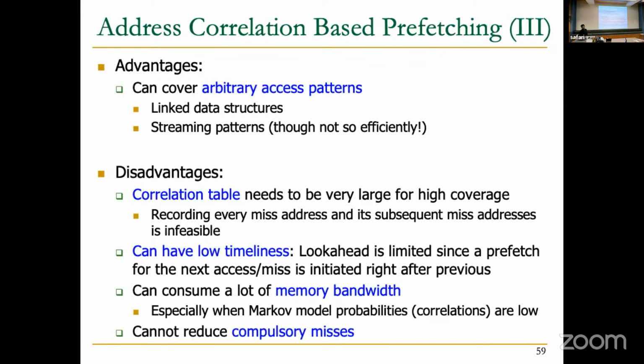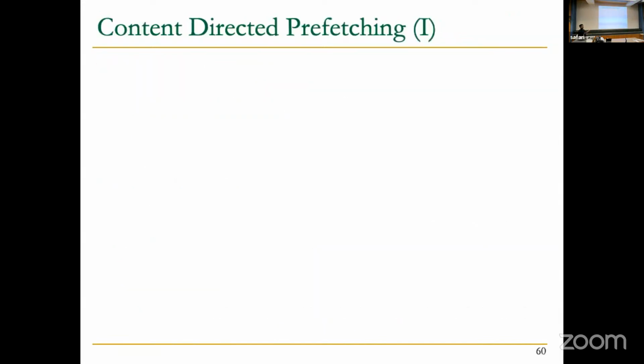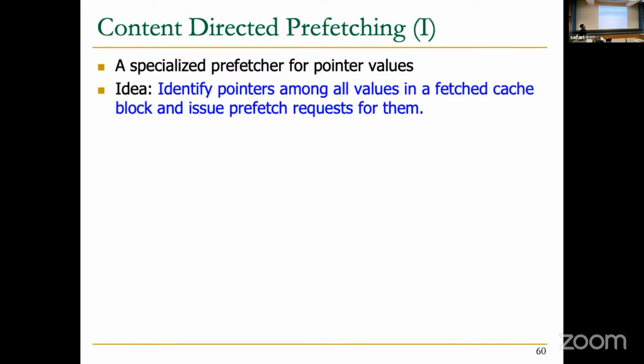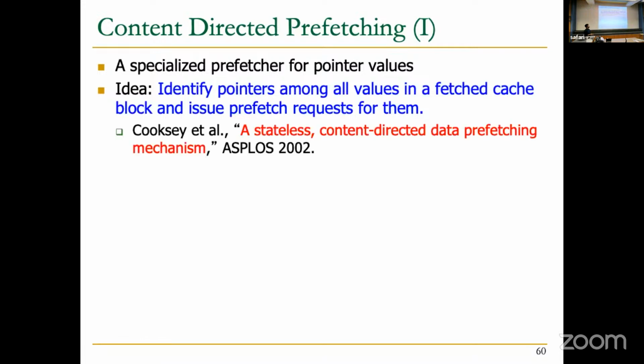So now let's go to a more sophisticated type of prefetching, which is called content-directed prefetching. I'm just going to quickly cover this one. As I said, this is especially targeted for prefetching pointer values, and as we have iterated multiple times, pointer chasing applications are not easy to prefetch. Here the idea is that you identify the pointers among all values in a fetched cache block, and then try to issue prefetch requests for them. This was proposed in the paper "A Stateless Content-Directed Data Prefetching Mechanism" in 2002.